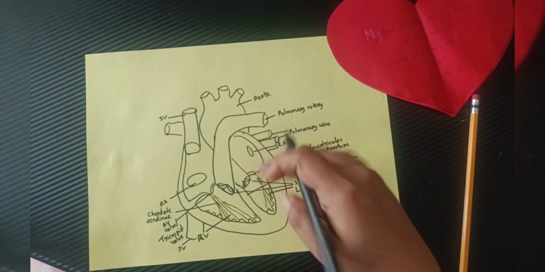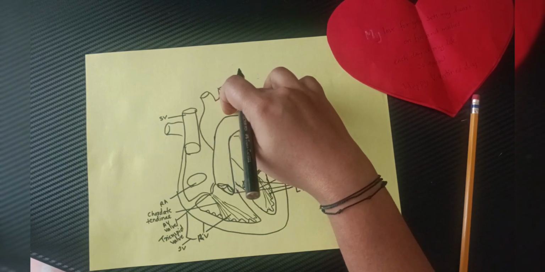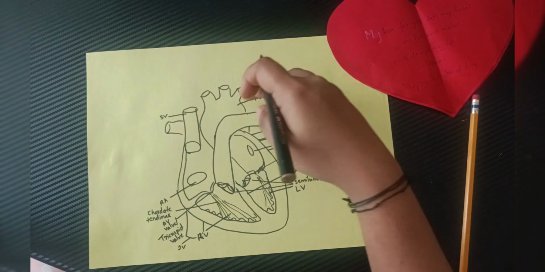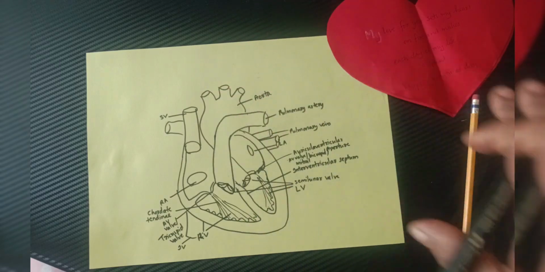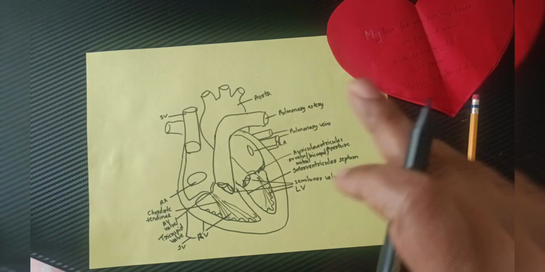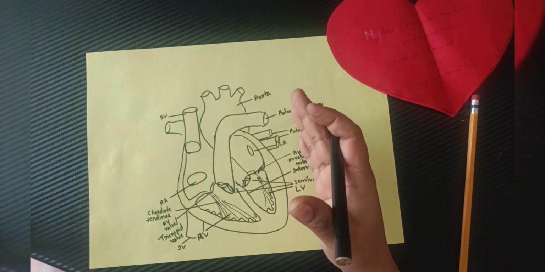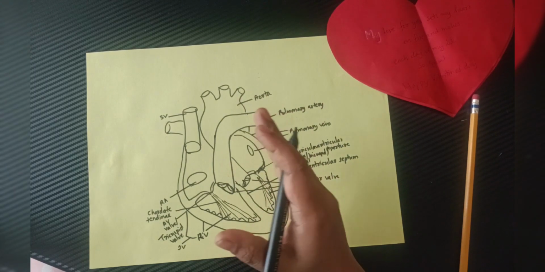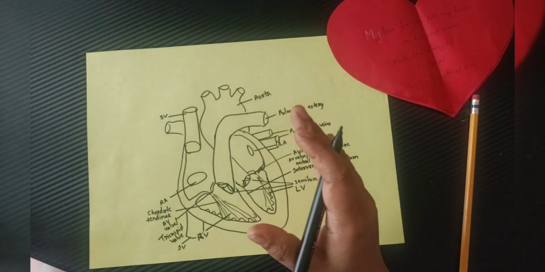At the same time, through the semilunar valve, the aorta carries the oxygenated blood and distributes it all around the body parts. This happens inside the heart, and this rhythmic contraction and relaxation of the heart makes the cardiac cycle.